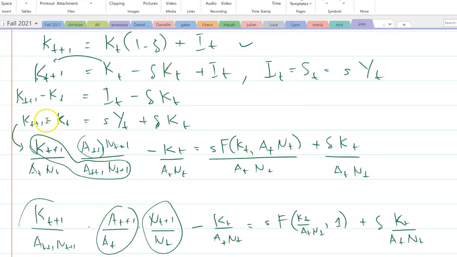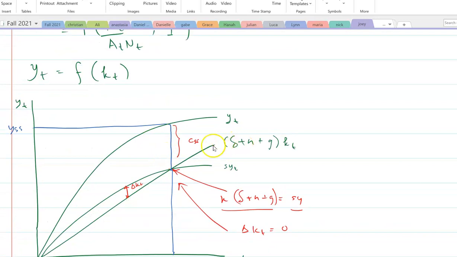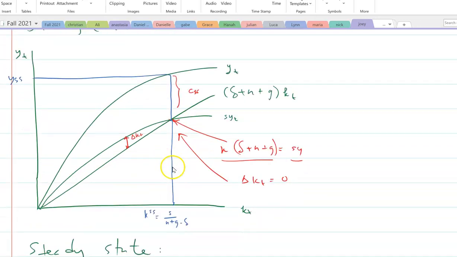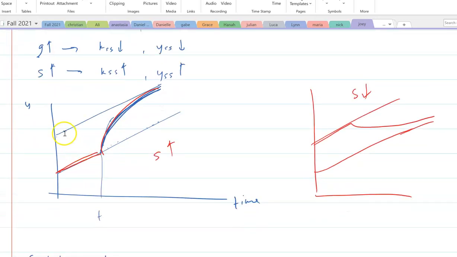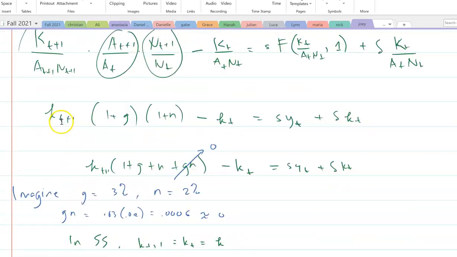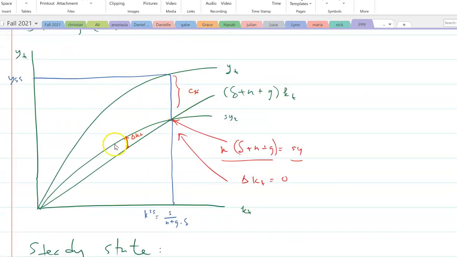If n rises, the same thing, because this one is delta plus n plus g. If any of this increases, then this line here will rotate upwards, so the steady state capital will be smaller. Now on the other hand, if s is the one that increases, s is this line here, right? So if s increases like that, then the steady state capital will go to the right.